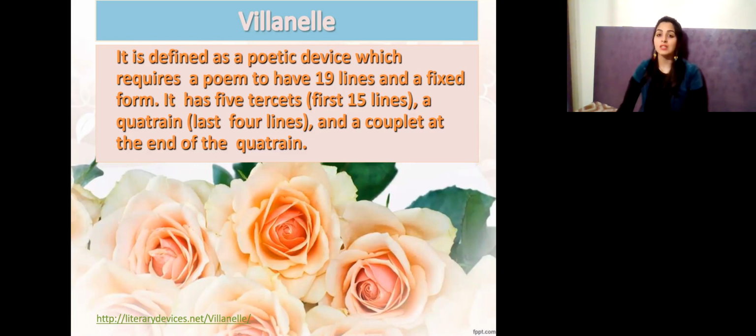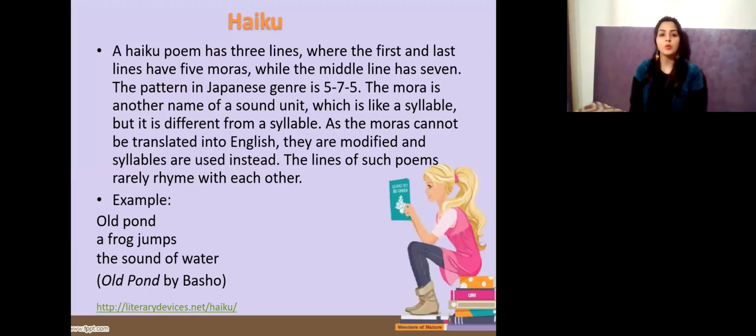Let's move forward. What is haiku? Now, here, a haiku poem has three lines, where the first and last line has five morae, while the middle line has seven. Note it down, everyone, please.